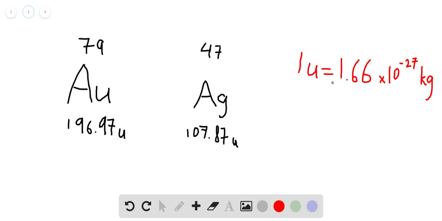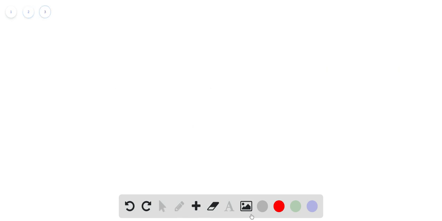1 U is 1.66 times 10 to the minus 27 kilograms. So the weight of one particle of gold is going to be 196.97 times this number here. All right, so we will do everything in kilogram so that the units can cancel each other.